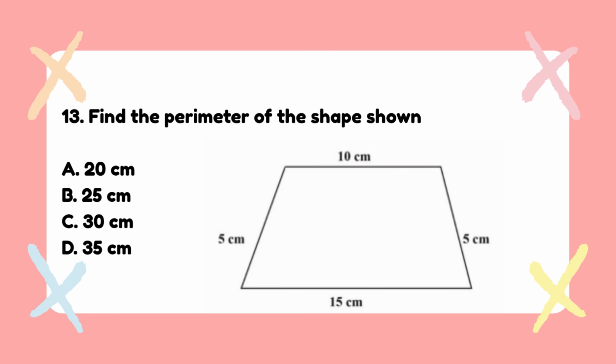13. Find the perimeter of the shape shown, a rectangle with sides 5 cm by 10 cm. A. 20 cm. B. 25 cm. C. 30 cm. D. 35 cm.